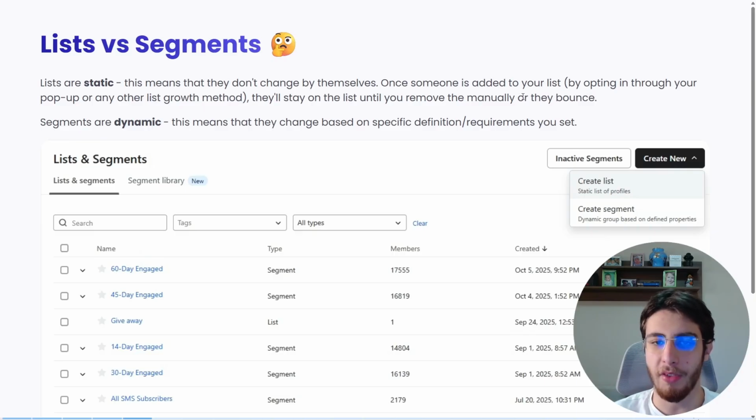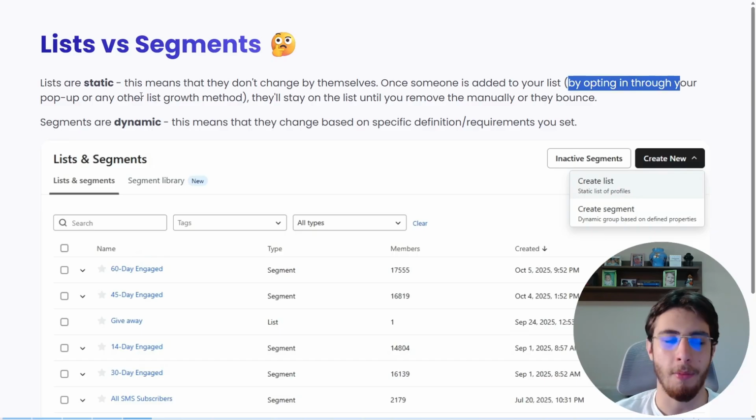So that's basically it. But both of these cases are very rare. Bouncing is very rare, and you removing it manually is like, you know what you're doing, okay? So once someone is added to the list, they can get added by opting in through your pop-up form or any other list growth method.